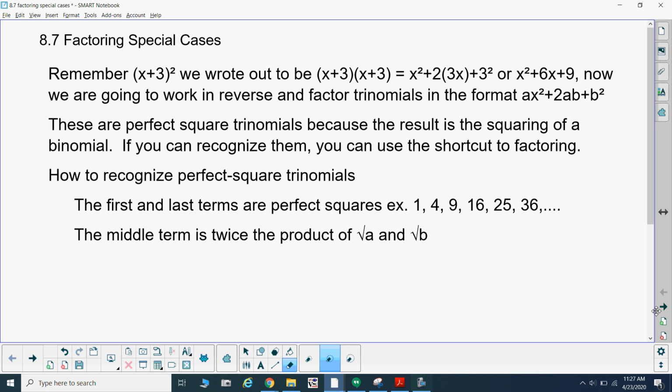All right, factoring special cases for the second time. The first time I got all the way through to the end and realized I didn't push the record button. I had opened the record, but I didn't push start.